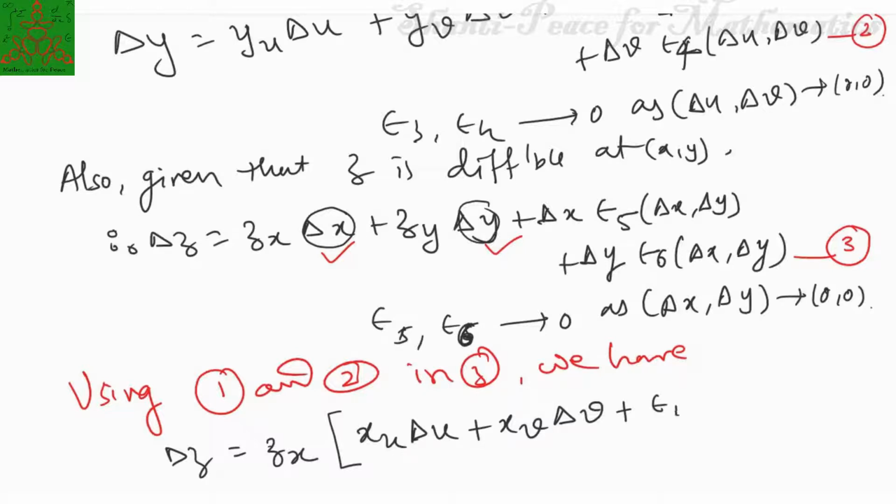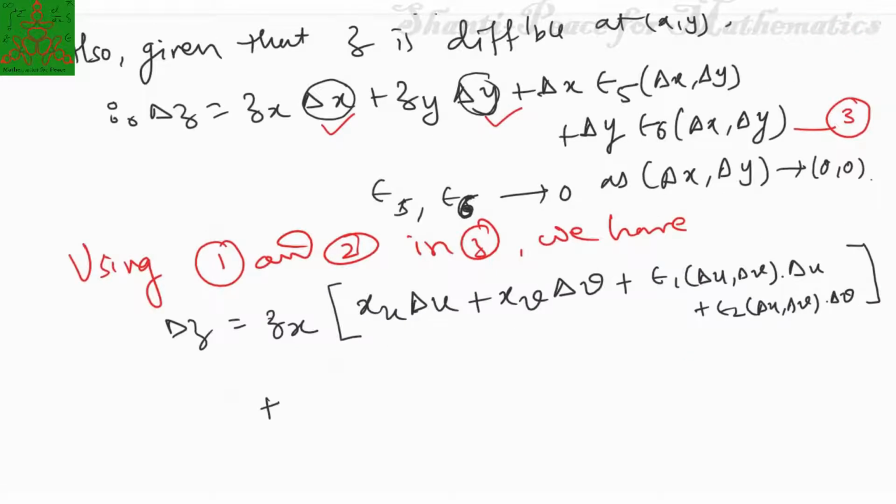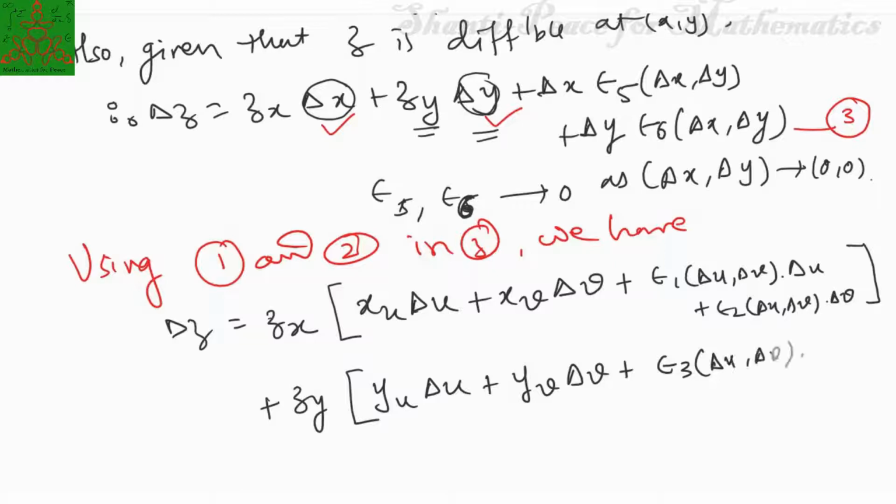xu delta u plus xv delta v plus epsilon 1 delta u delta v into delta u plus epsilon 2 delta u delta v into delta v. This is over, plus zy into delta y. In the same way, yu delta u plus yv delta v plus epsilon 3 delta u delta v into delta u plus epsilon 4 delta u delta v into delta v, plus these two terms are already there.